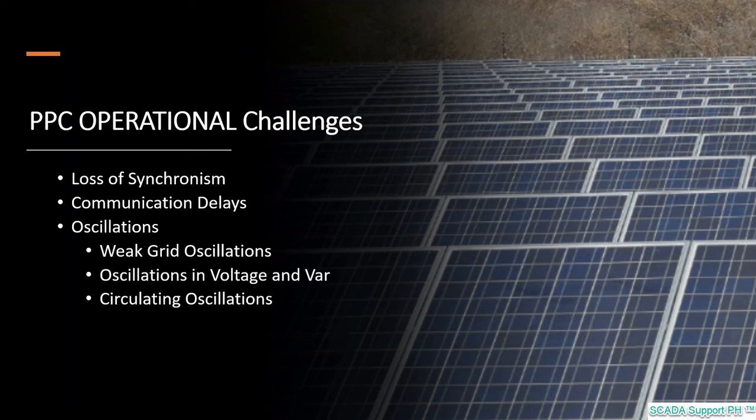They oscillate against each other in real power if the real current related droop controls are assuming different values, and they oscillate against each other in reactive power if the reactive current related droop controls are assuming different values. This will give false readings to the PPC.